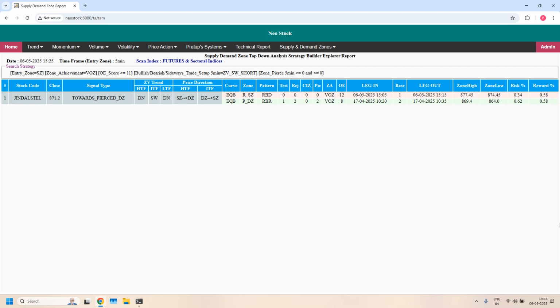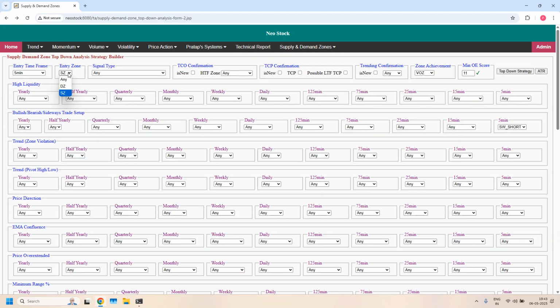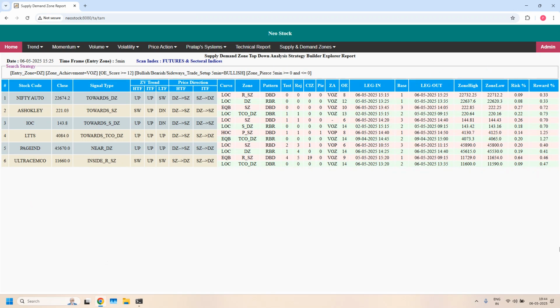Okay, next we will generate hourly income trade, bullish trade setup. Entry zone, demand zone, entry time frame 5 minutes anyway. And here in 5 minutes, now I am selecting bullish. The only change in the filters is minimum odd and enhanced score should be 12 in bullish or bearish trade setup. So with these filters, we got 6 stocks.